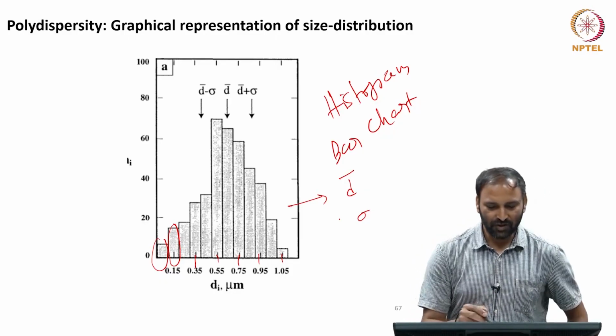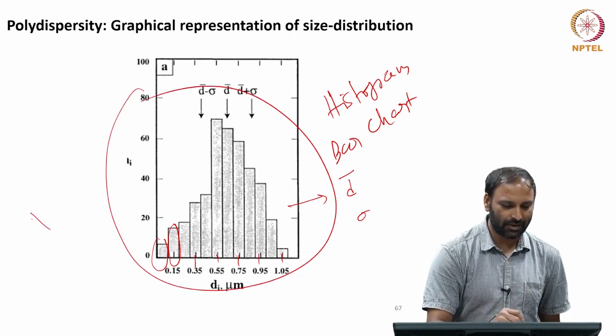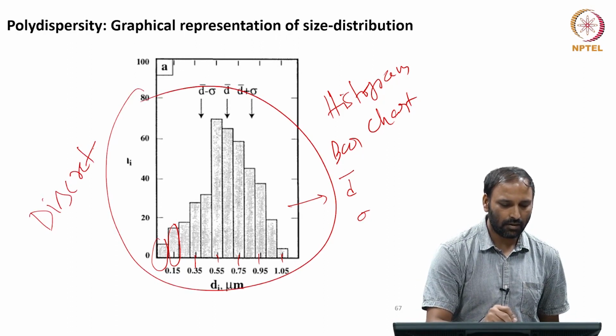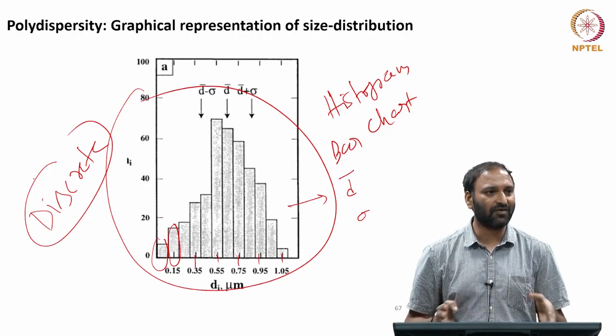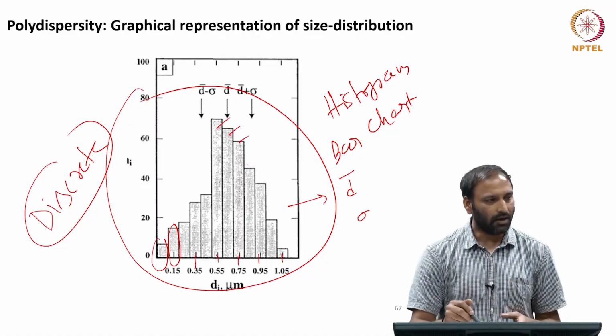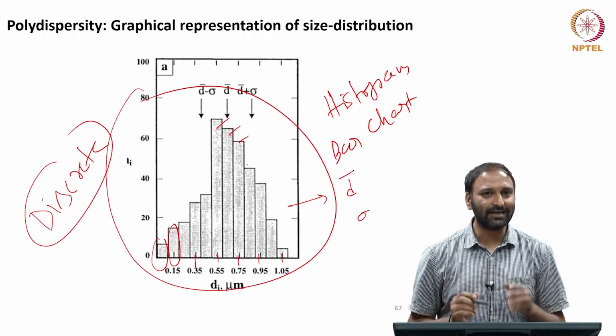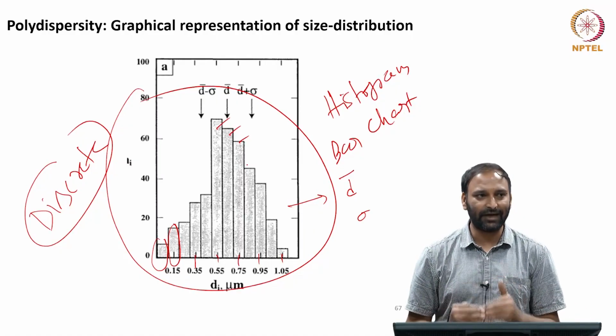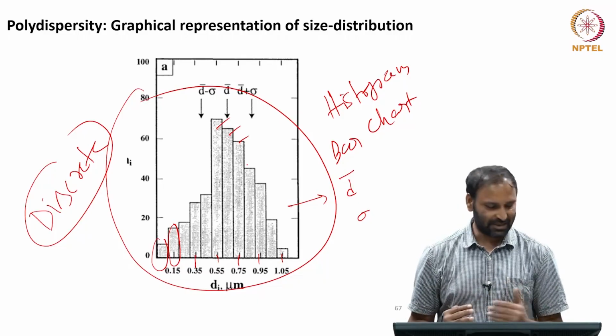This is what is called a discrete distribution, because depending upon the number of classes I am going to have, I can have a few of these bars or a large number of them. That still is a discrete representation of the data that you have obtained from your image analysis, for example.